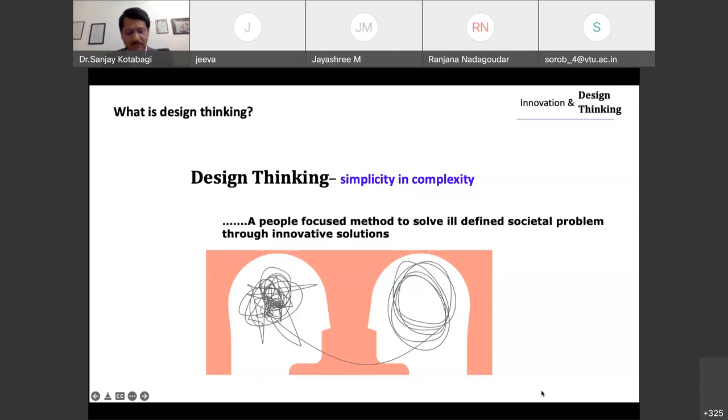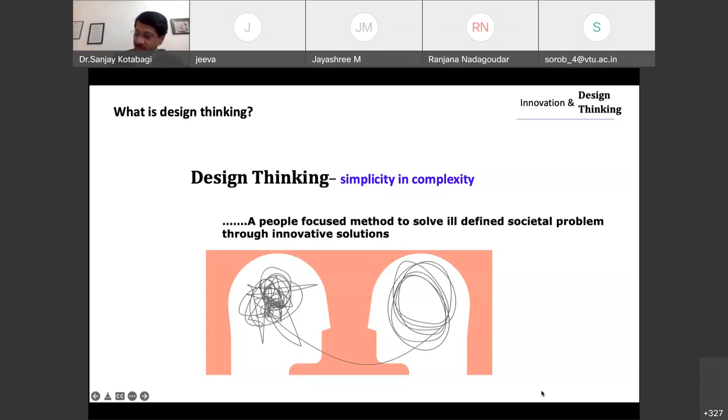Say, for example, a very simple example of a garbage issue in a locality. If I look at garbage being thrown in undefined places, people would say that others do not have civic awareness, so we need to create awareness. But only through awareness it will not be solved. So I need to really understand the complexities of that particular problem, and I should understand the people involved in it, what their pain points are and why this is happening.